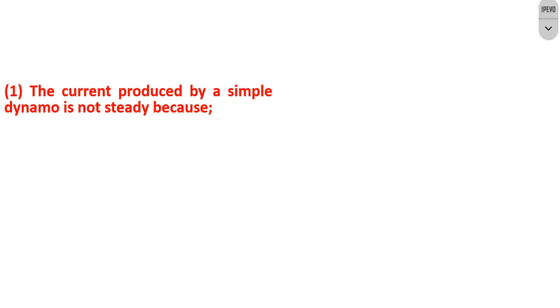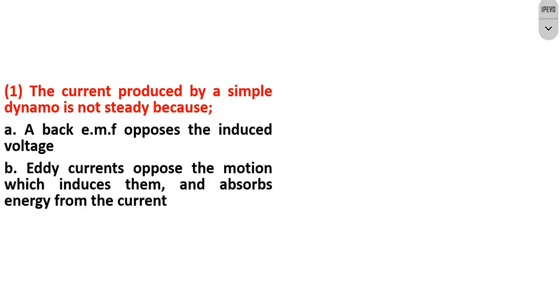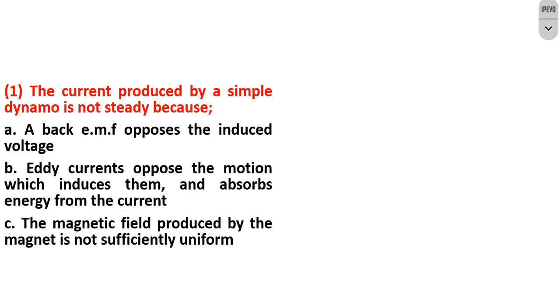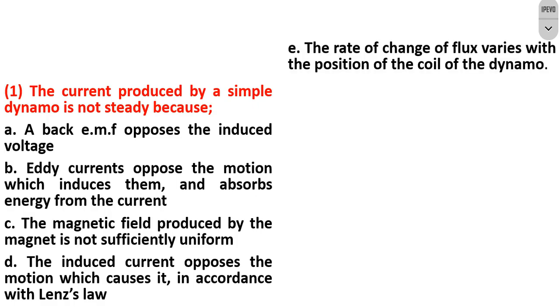Our first question says, the current produced by a simple dynamo is not steady because: a back e.m.f. opposes the induced voltage; eddy currents oppose the motion which induces them and absorb energy from the current; the magnetic field produced by the magnet is not sufficiently uniform; the induced current opposes the motion which causes it in accordance with Lenz's law; the rate of change of flux varies with the position of the coil of the dynamo.